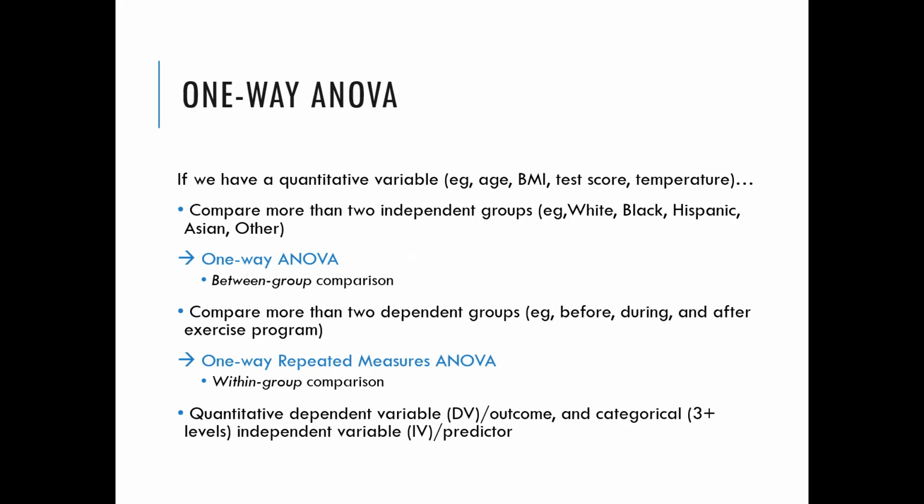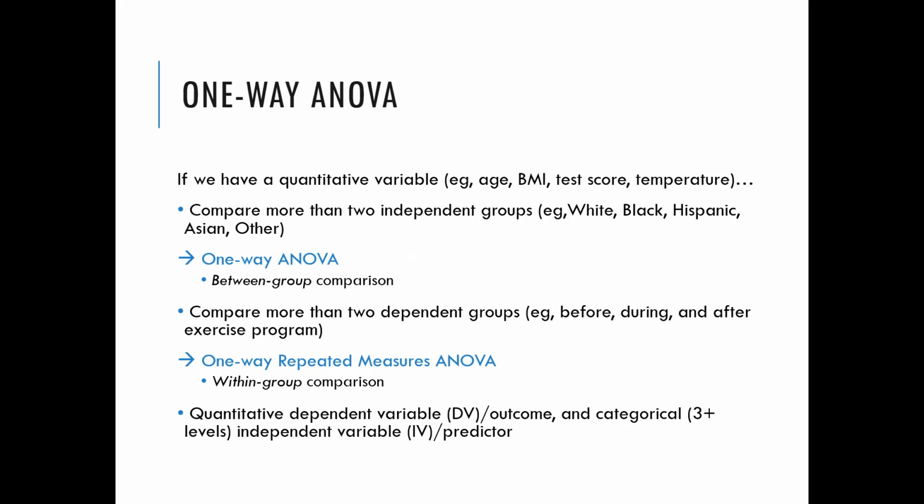So again, if we have a quantitative outcome variable and we're looking at it across more than two levels of independent groups, then we're using a one-way ANOVA. And that's just an extension of the independent t-test.